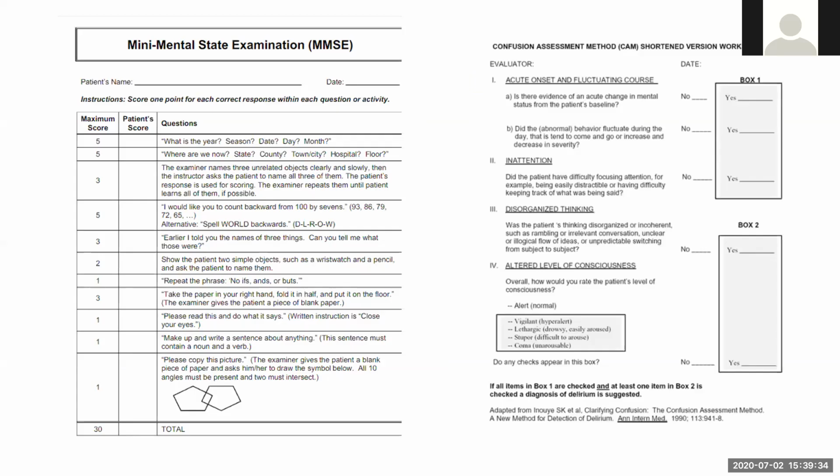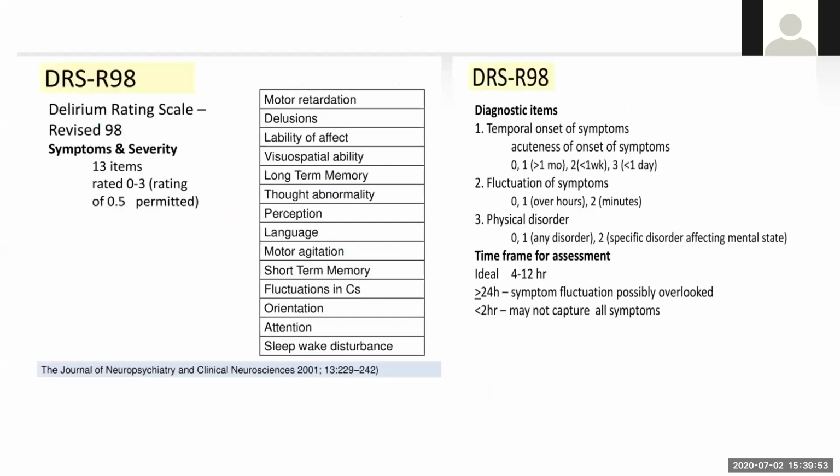This requires a professionally trained person to fill it in. It also helps to identify significant cognitive failure in the patient. Now, this is the Delirium Rating Scale that I was telling you about. It helps to understand the severity of the delirium, and it is more diagnostic.